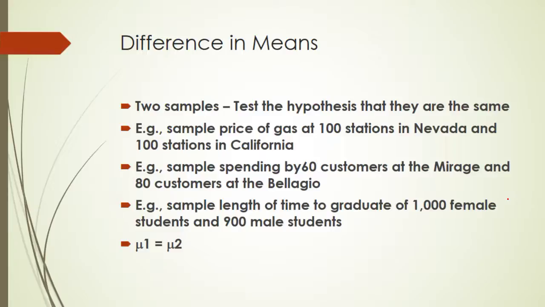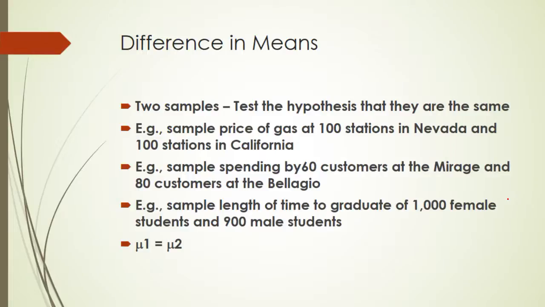Or we sample a bunch of customers at the Mirage and we sample a bunch of customers at the Bellagio, and we want to compare them. We sample a bunch of tourists in Vegas and a bunch of tourists in Reno, and we want to compare them. We sample a bunch of customers at Chipotle and at Cafe Rio, and we want to compare them. We want to sample length of time to graduation of male or female students, or we do samples of female faculty and male faculty and look at their salaries and see if female faculty are paid commensurate with male faculty. There's all sorts of things we can look at where we have two samples.